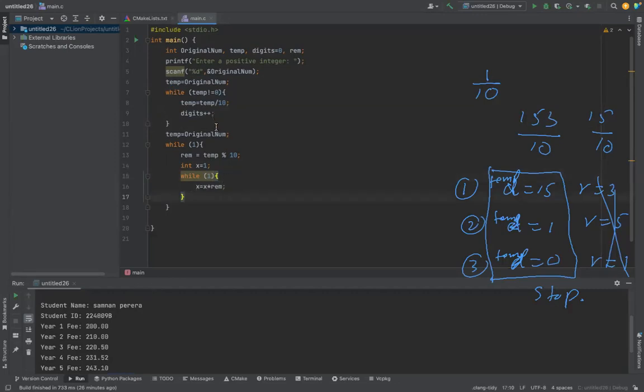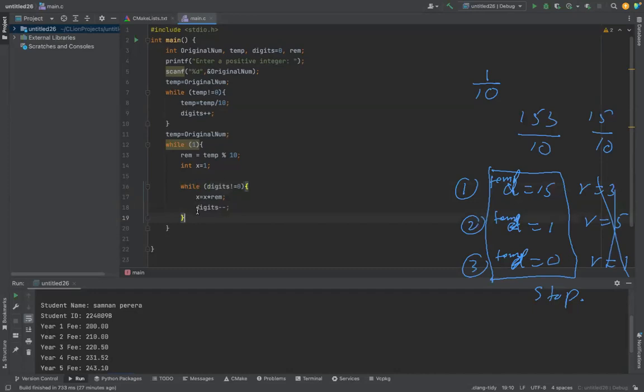If you reduce the digits one by one, the original digits will be lost. Then when you come to the next iteration as 5, we don't know how many digits are available. Therefore, the digits should be decremented one by one, that means digits minus minus. Initially digit is 3, now 2, then 1. Once it is equal to 0, we have to terminate.